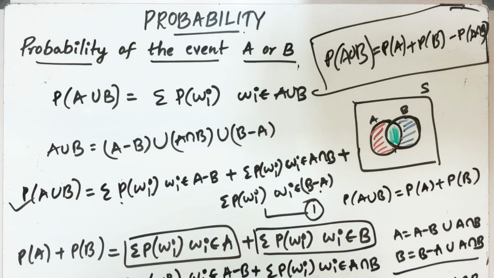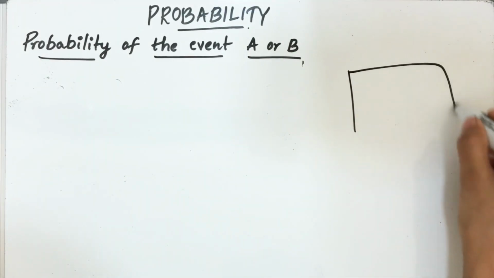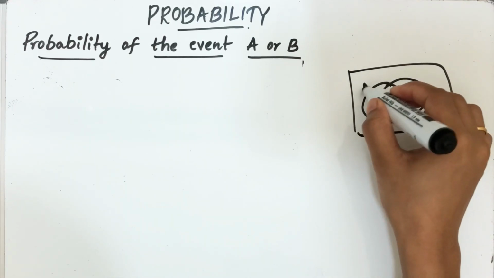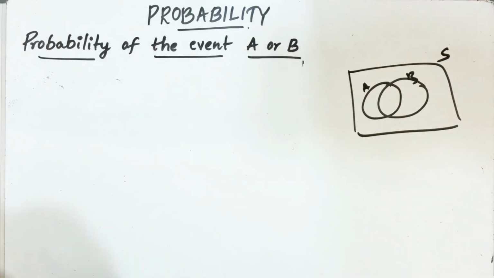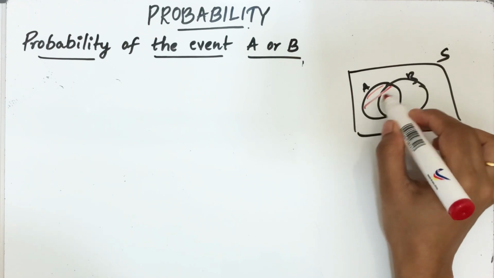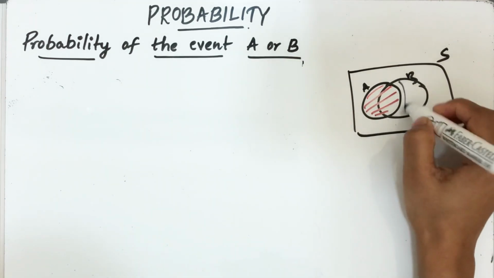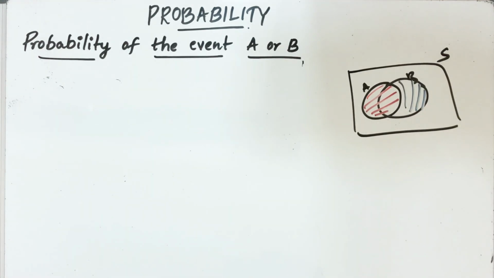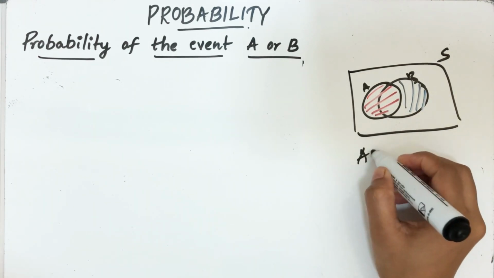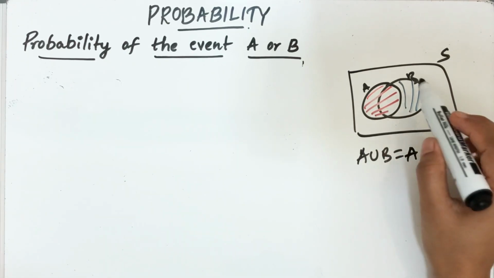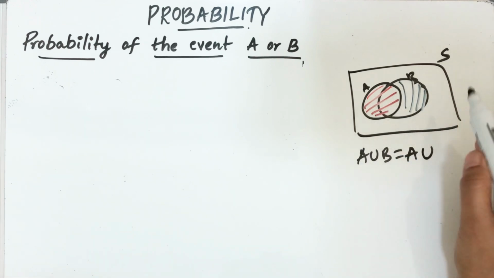We can see another method to derive this formula, simple method. We can draw the diagram again. Let S be the sample space, A be the set and B the set. A, B, S. A union B, we can say in another way also. A union this portion, this green portion. This is nothing but A union B is equal to red portion is A union blue portion is B minus A.